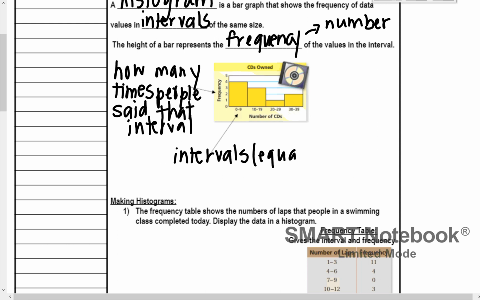Okay, let's just make another little note on these intervals. So they're equal intervals. And then another little note for histograms is that the bars should touch. They should be right next to each other, whereas in bar graphs you would leave a space in between them. With histograms they should touch because you're going straight from 9 to 10 right in that next bar. There's no space between them.